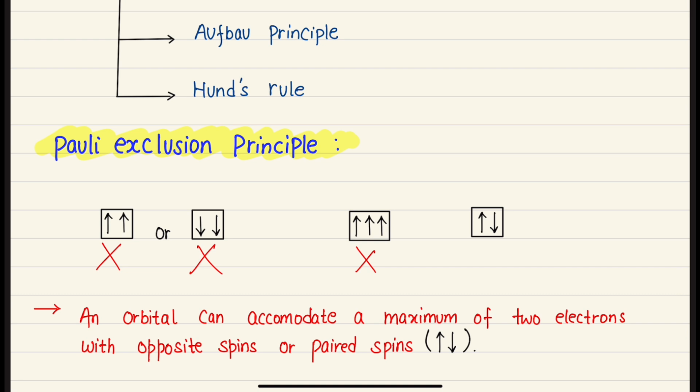Understood? Now see the last representation. Here in one atomic orbital we have filled two electrons with opposite spin. Opposite spin means one has magnetic spin quantum number plus half and the second one has minus half. Understood? And this is shown like this. Or we can say that both electrons have paired spin. This representation is called paired spin or opposite spin. So this is what Pauli said.